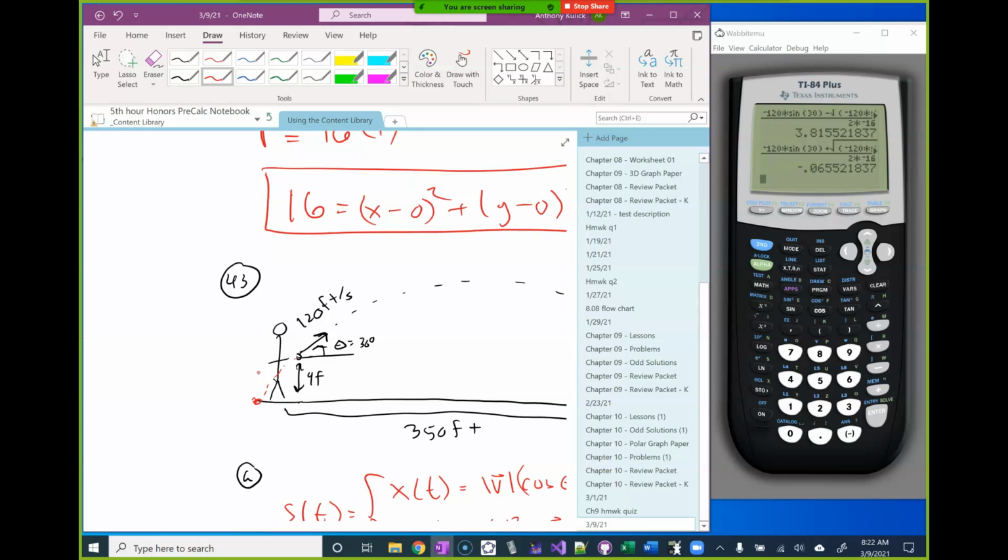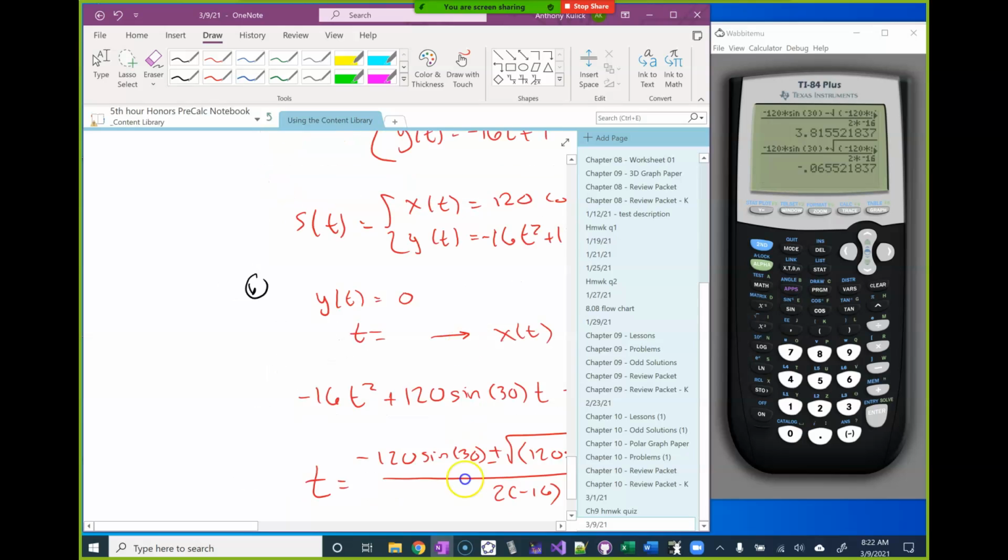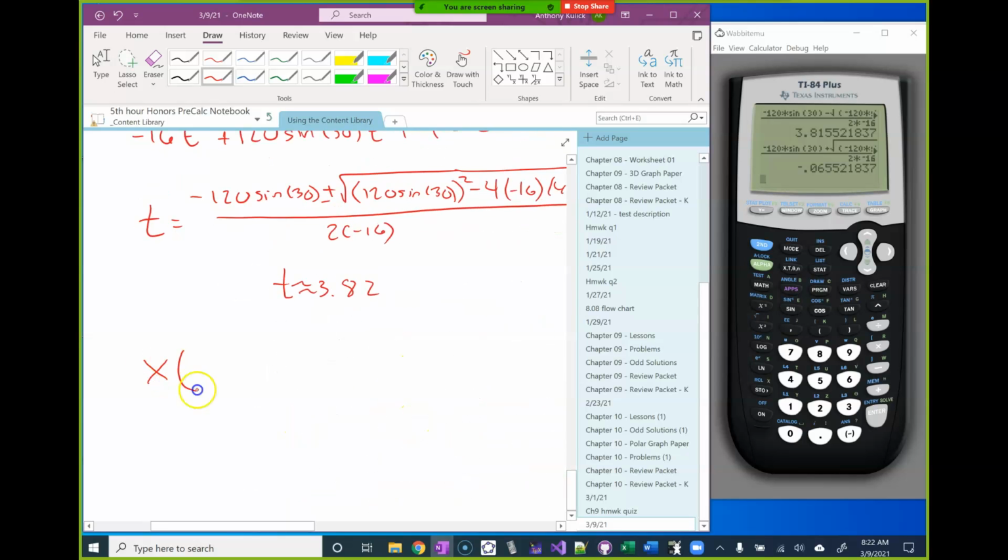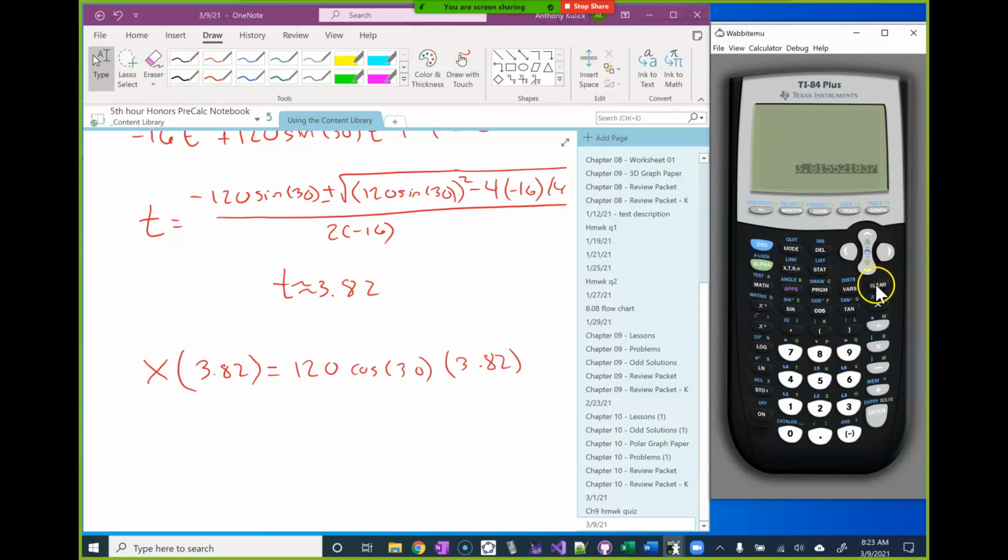That's what the other end of it is really representing. Not very interesting. So then I'm going to do x of that 3.82, which is 120 cosine 30 times that previous result. And that gives me 396. Jess, are we good there? Yeah. Okay.